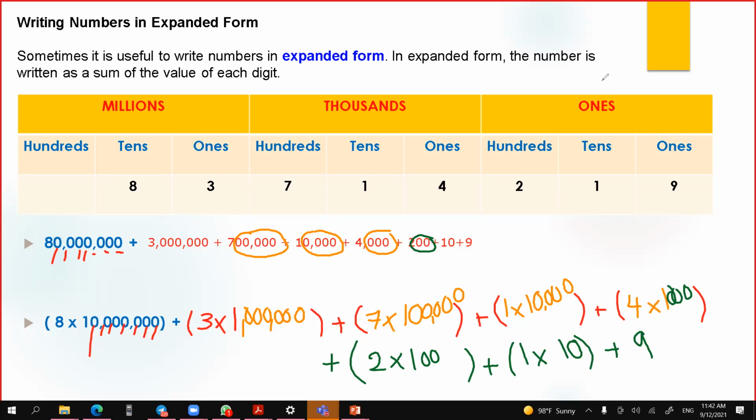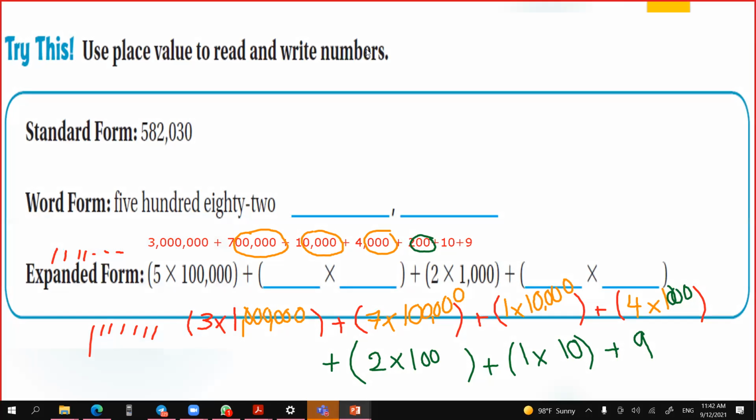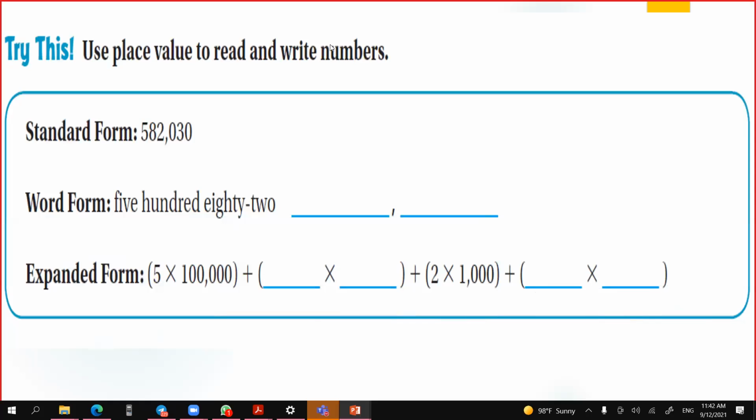Bravo. So here we have 2 ways, the first way and the second way. These are the expanded forms. When you add these numbers, you're going to get the final number in the standard form. Did you understand? Okay. Now let's do this example here in your book.